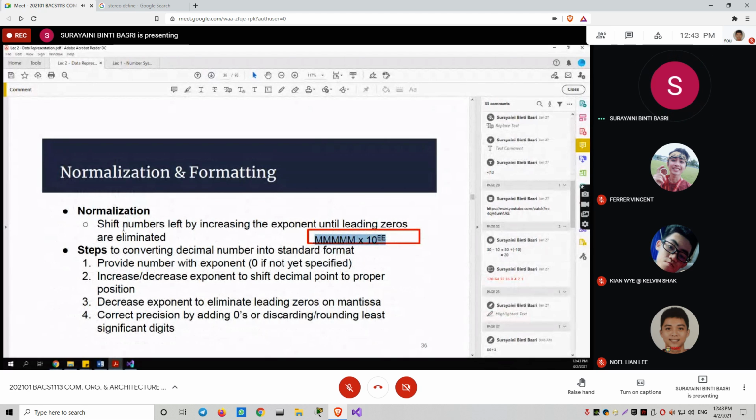After that, we provide the number of exponent. We will start with 0 if not yet specified. After that, we increase or decrease the exponent to shift the decimal point to the proper position. We will know later about this in our next example. So this is just the theory and the steps. After that, we need to decrease the exponent to eliminate the leading 0 on the mantissa. After that, we correct the precision by adding 0 or discarding or rounding the least significant digit. We will learn about this in our next example.